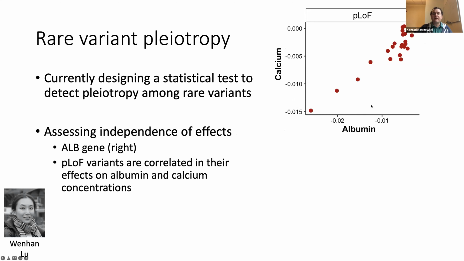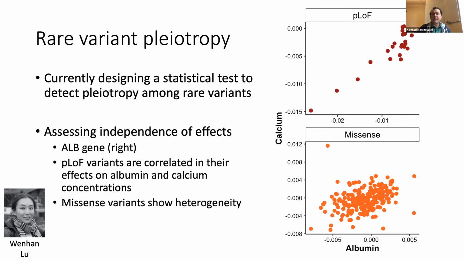However, for missense variants, we see a much wider distribution, including potentially opposing effects, such as this variant up here that decreases albumin level but increases calcium levels. So this potentially points to some kind of heterogeneity going on at this variant, where there may be some different effect happening for this particular missense variant.